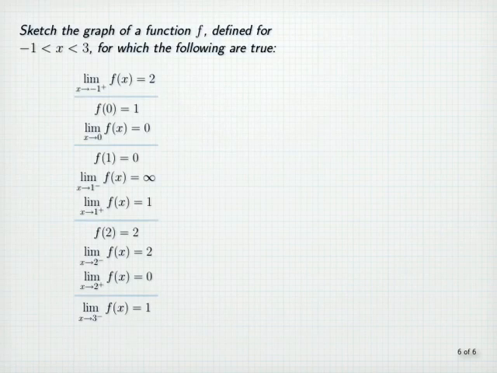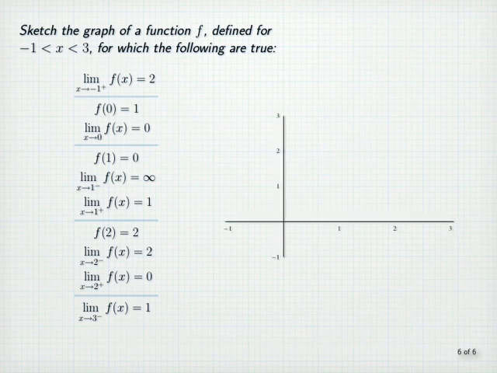In this example exercise, we want to sketch the graph of a function f, defined for x greater than -1 and less than 3, so that the list of conditions concerning limits and/or values at x equal to -1, 0, 1, 2, and 3 are true. Let's begin at the left endpoint and work our way from left to right. F of -1 is undefined, and the right-sided limit as x approaches -1 is 2. So near -1, the graph might look something like this.